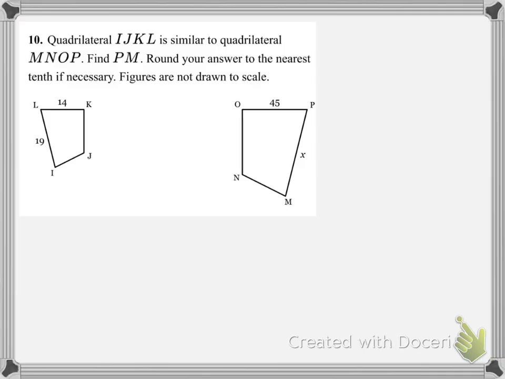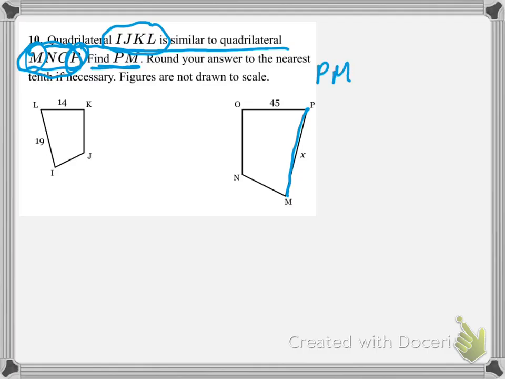Okay? Quadrilateral IJKL, similar to quadrilateral MNOP. As you can see, the two shapes are drawn differently. So we are looking at the order of the letters. Find PM. So here's PM. Now, it's not obvious which one PM is over here. Well, PM. So PM is going to match up. Well, P is the last letter, M is the first letter. So here I've got L and I.